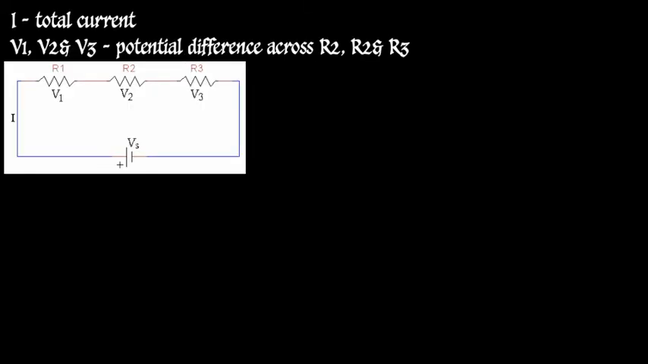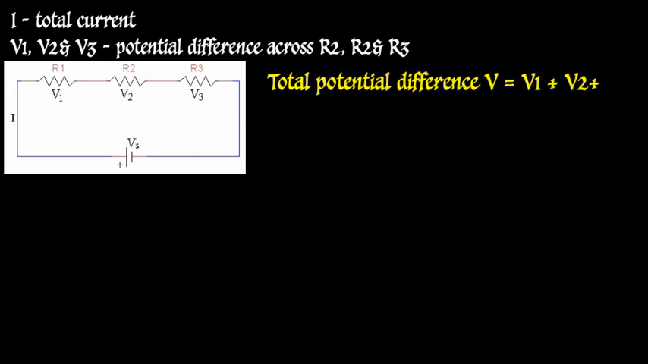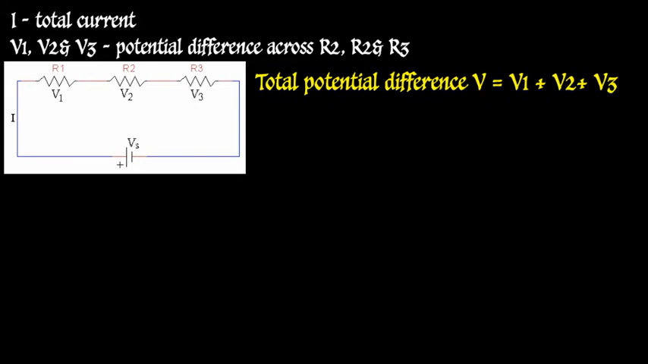The total potential difference applied across the circuit is V, and that V is divided across R1, R2 and R3. So the total potential difference is the sum of the potential differences across R1, R2 and R3. We can write the total potential difference V equal to V1 plus V2 plus V3, that is, the potential across R1 plus the potential across R2 plus the potential across R3.